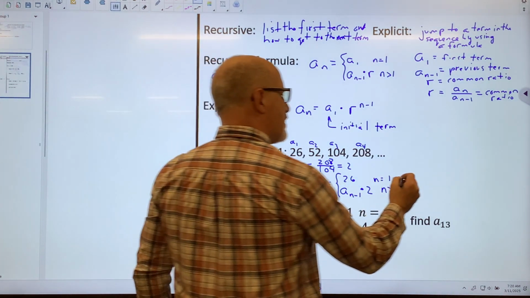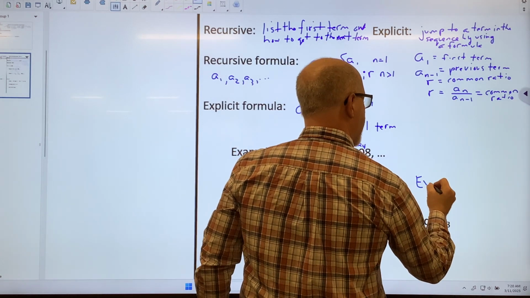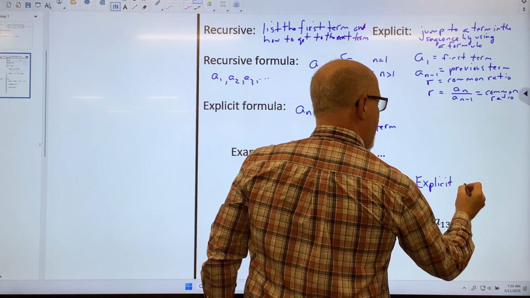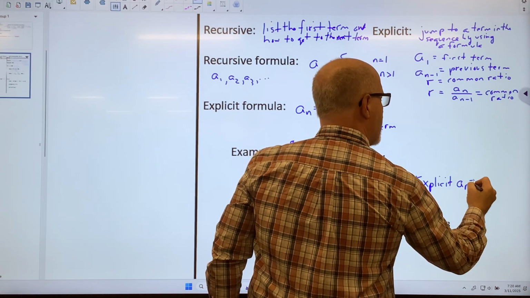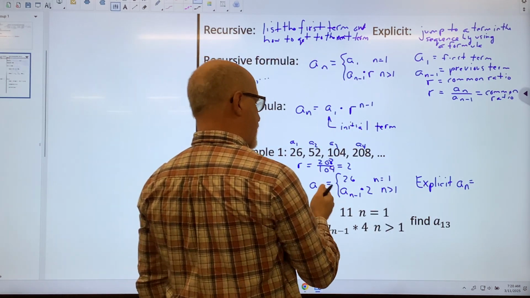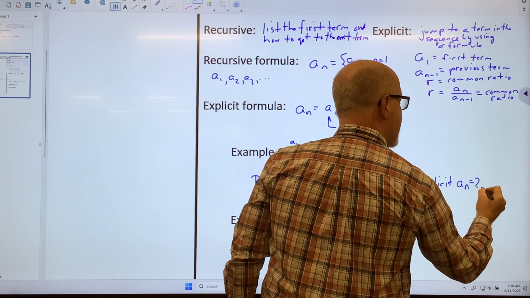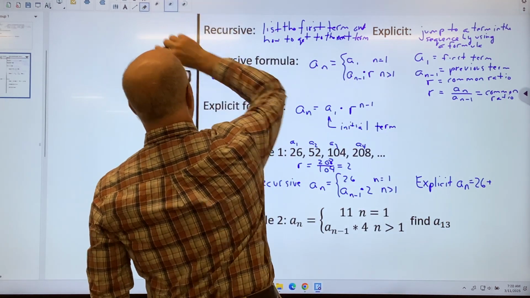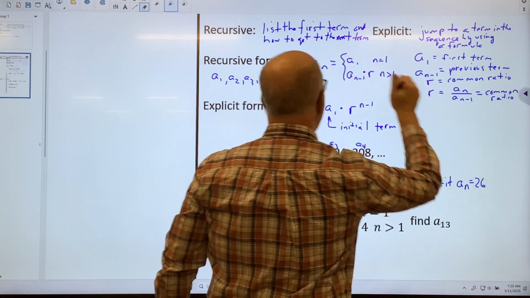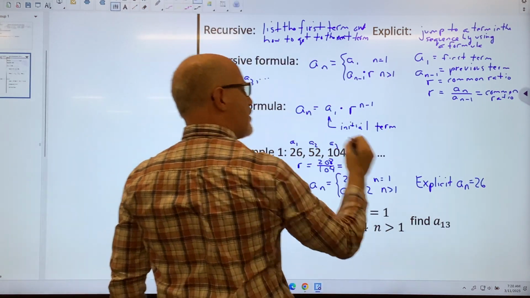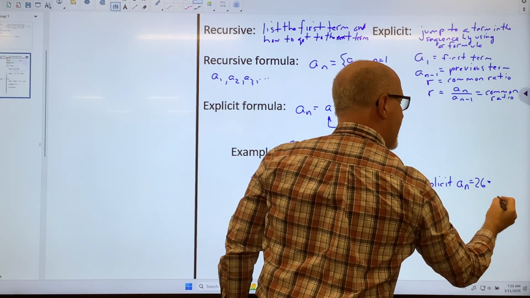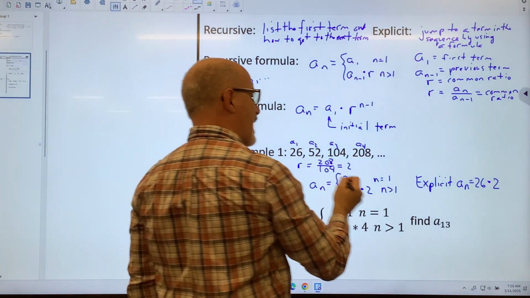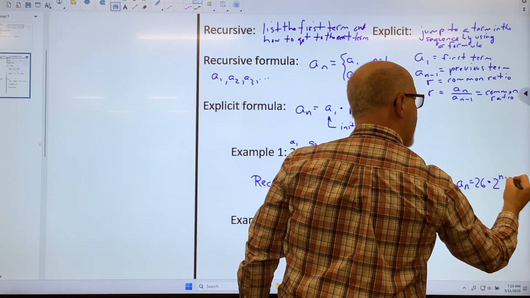Now for our explicit formula, that's going to be a sub n equals, and notice you start at the first term, so it's going to be 26 times, so we're multiplying by the common ratio r, and in this case that common ratio is 2, and we put it to the n minus 1 power.